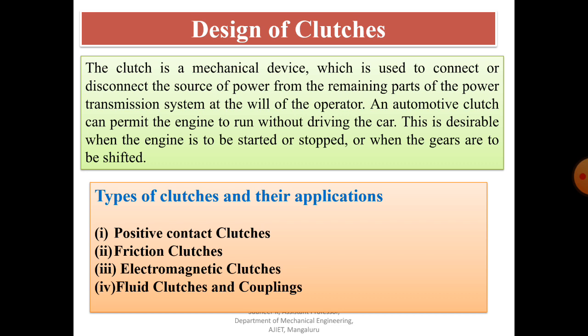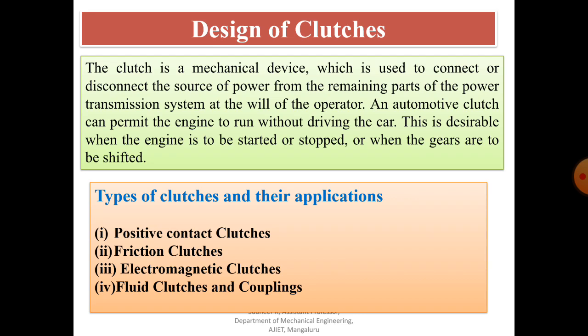Now we'll move forward and see the different types of clutches along with their applications. There are four important types of clutches. The first is positive contact clutches, or positive clutches, another one is friction clutch, the third one is electromagnetic clutch, and the fourth one is fluid clutches and coupling. We'll see one by one.